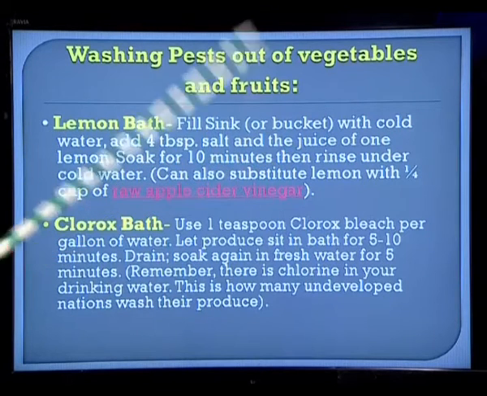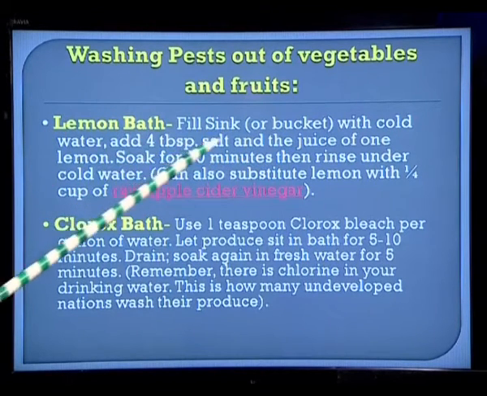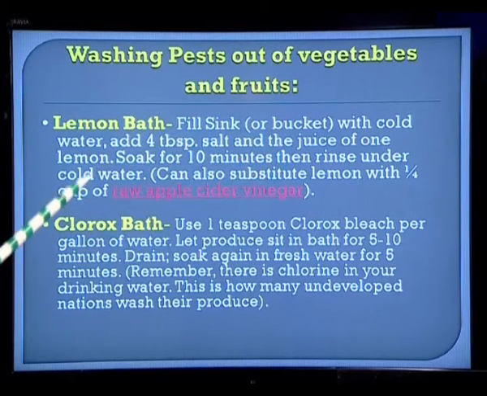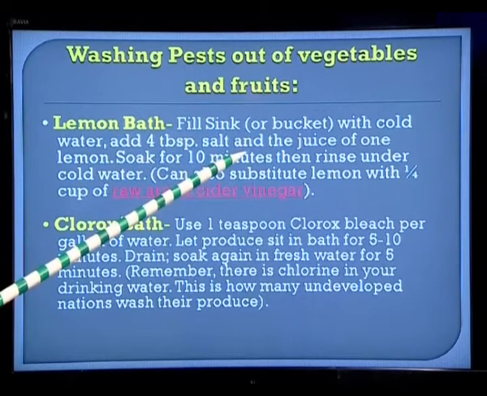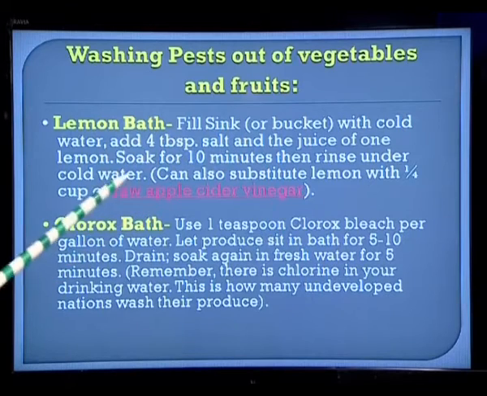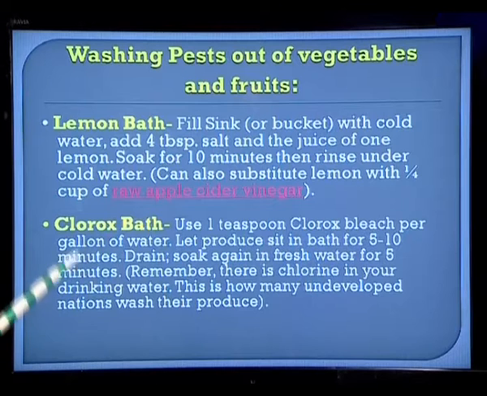Fill the sink or bucket with cold water, add 4 tablespoons of salt and the juice of 1 lemon, soak for 10 minutes only and rinse with cold water. Or if you do not have lemon, you can also use apple cider vinegar. This is a simple method, but nowadays a Clorox bath is another advanced version to clean our fruits and vegetables.